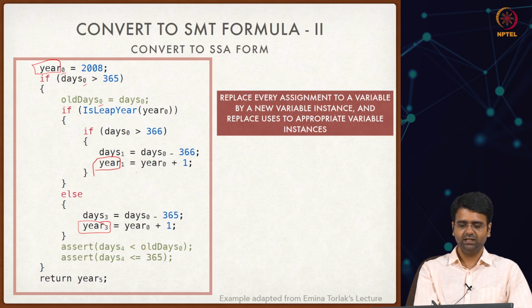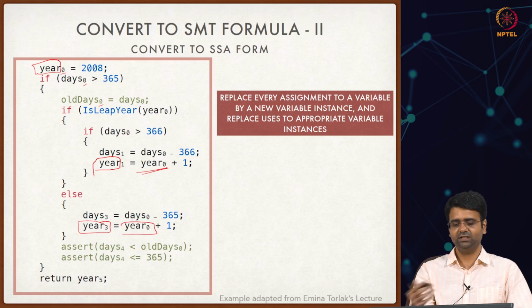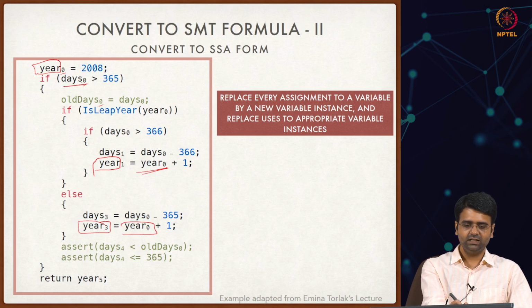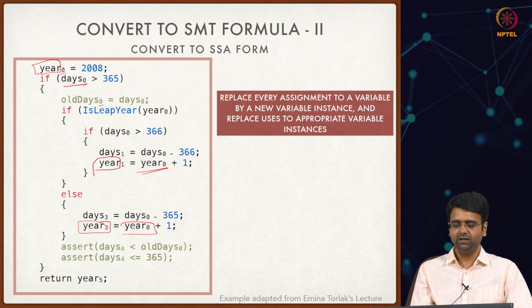So for example, here there was only year. Earlier you had year equal to year plus 1, now you have year 1 equal to year 0 plus 1. Similarly, here I have year 3 equal to year 0 plus 1. Similarly, you have days 0 here, old days, and so on. Again, this is a very well known procedure which comes from the domain of compiler design, which says how to convert a program into its SSA form.